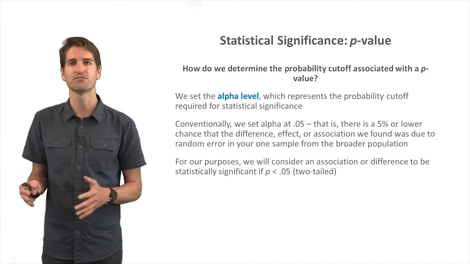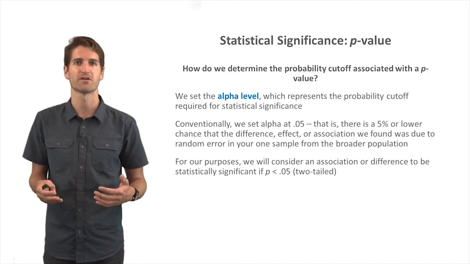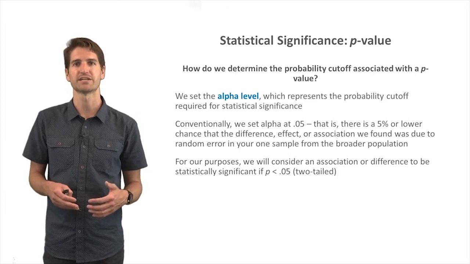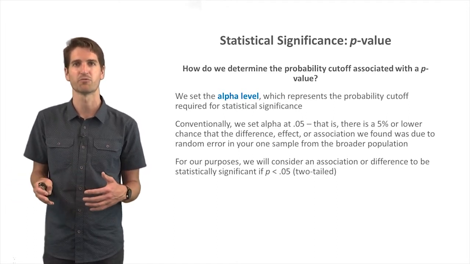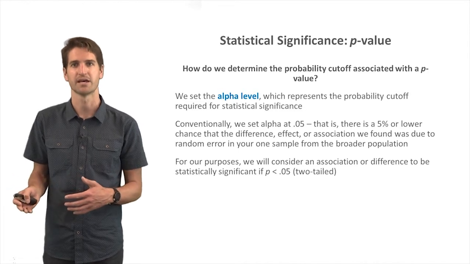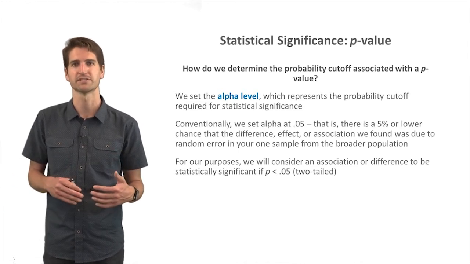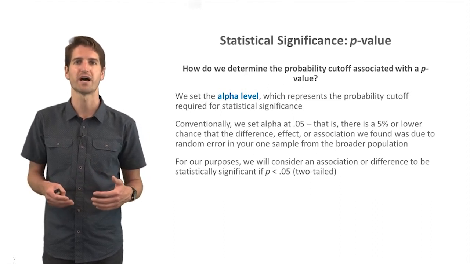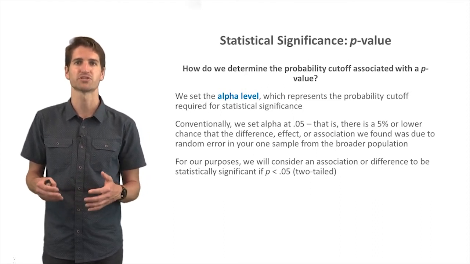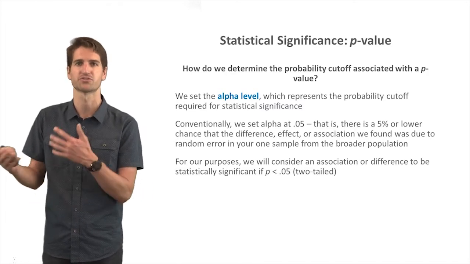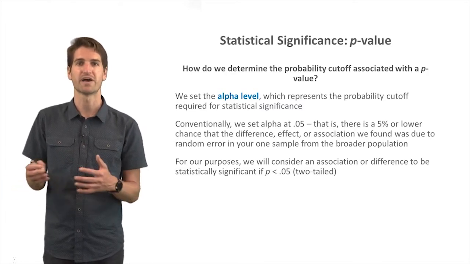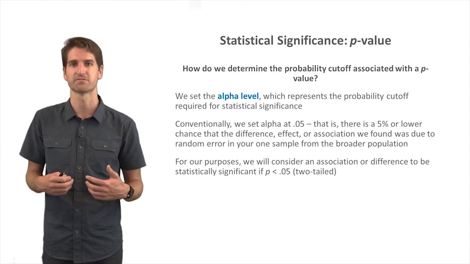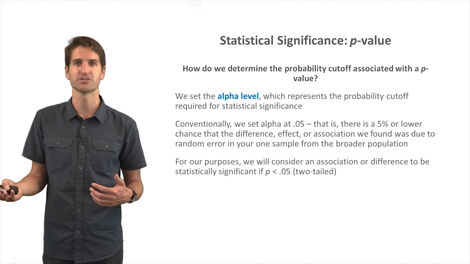So we set the alpha level, which represents the probability cutoff required for statistical significance. Conventionally, we use an alpha set to 0.05, and that's typically what we refer to as a two-tailed test, as opposed to a one-tailed test, at least for most of our purposes. Essentially, when we set the alpha at 0.05, what we're saying is that there's a 5% or lower chance that the difference, effect, or association we're interested in, or that we found, was due to random error in the one sample that we collected data from the broader population.